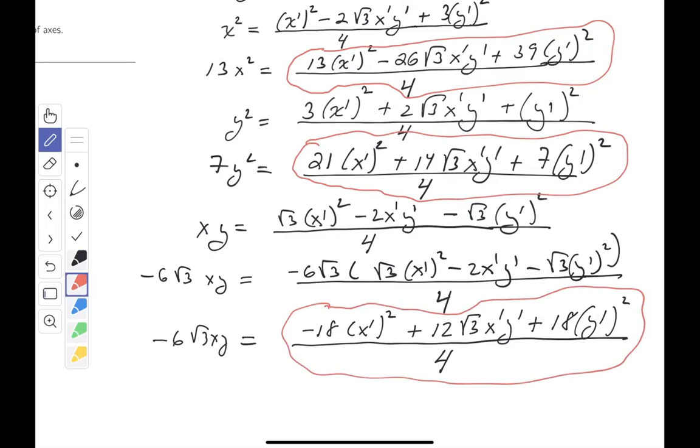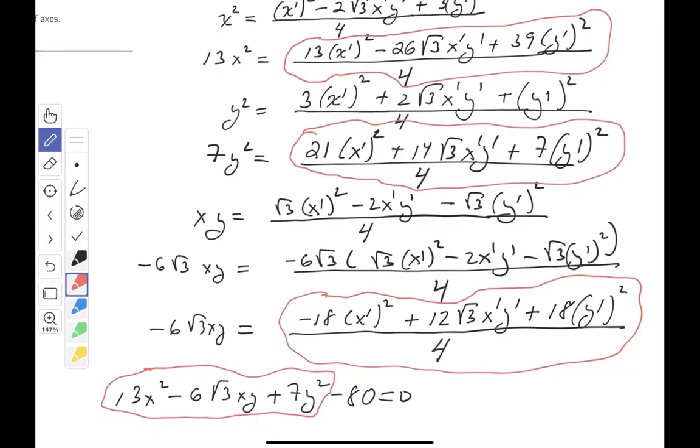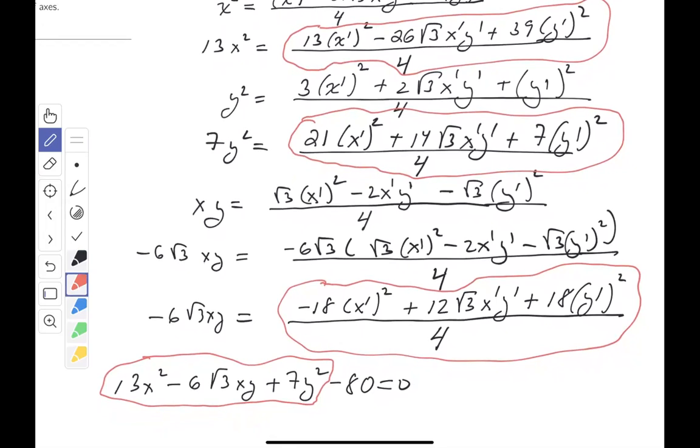All right, let me write that down for you. If you look at the original problem, it's 13x squared minus 6 root 3xy plus 7y squared minus 80 equals 0. We're actually trying to do this here. All right, let's see if we can do it. I got them all circled up. And I know there's a common denominator to all 3 of those terms of 4.